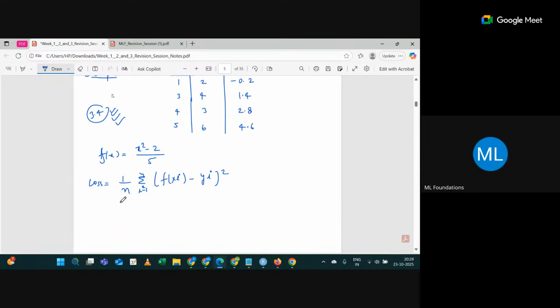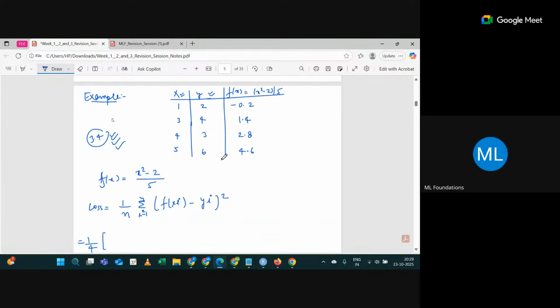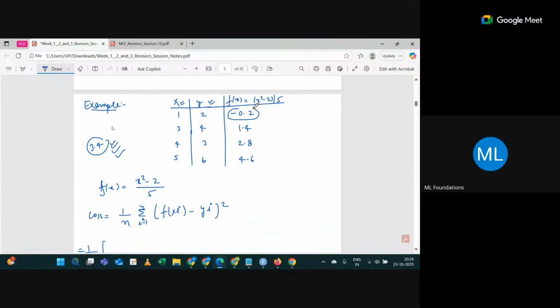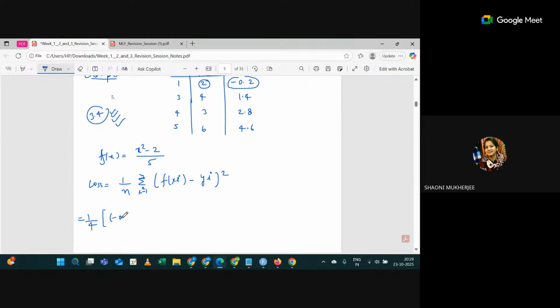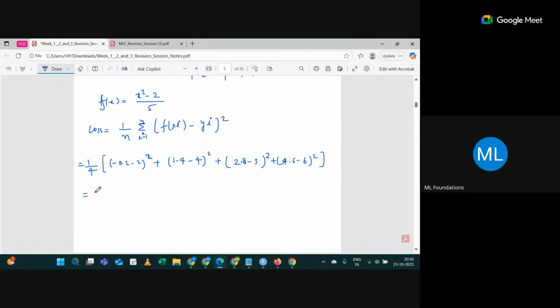So what is the value of n here? It's 4, correct? And then f of xi minus yi: we have to do minus 0.2 minus 2 whole square. And what is the next? 1.4 minus 4 whole square, and 2.8 minus 3 whole square, plus 4.6 minus 6 whole square. So if you calculate it, I am going with the majority, which is 3.4.